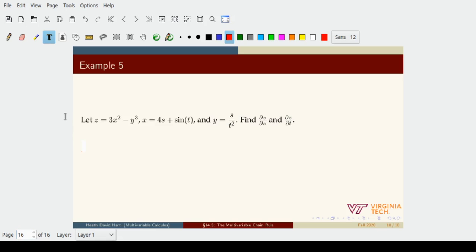Let's see if we can do this without writing out the diagrams and just sort of imagining them in our head. The derivative of z with respect to s is, we're going to look at the change of z with respect to x. That's 6x times the derivative of x with respect to s, and that's just 4. Plus the derivative of z with respect to y, that's negative 3y squared, times the derivative of y with respect to s, that's 1 over t squared.